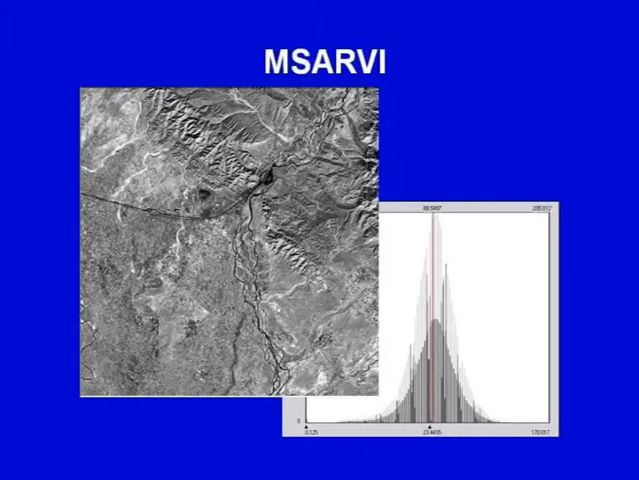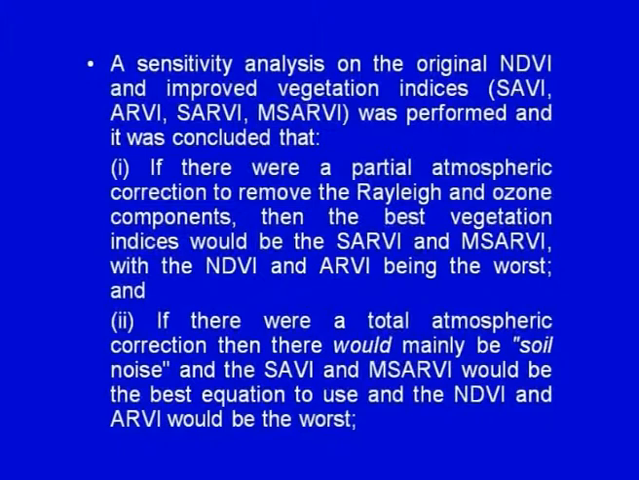This is very distinct information, whereby we have now looked at how the effect of atmosphere and soil background affects vegetation information. A sensitivity analysis on the original NDVI and the improved vegetation indices such as SAVI, ARVI, SARVI and MSARVI was performed, and it was concluded that if there is a partial atmospheric correction to remove Rayleigh and ozone components, then the best vegetation indices would be SARVI and MSARVI, with NDVI and ARVI being the worst.